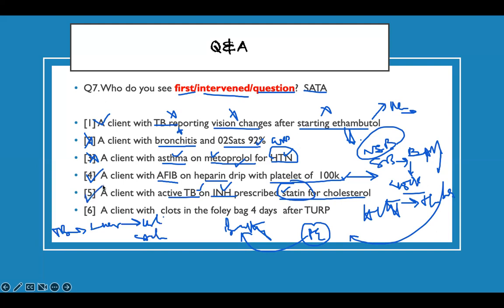I need to intervene. A client with clots in the Foley bag 4 days after TURP. So after transurethral prostatectomy, up to 3 days, they can have clots in it. If there are clots after 3 days, that means they're bleeding. This clot is what? Bleeding. This bleeding is what? Shock. This shock is a be-sharp moment. Therefore, intervene, see first, do something about it.